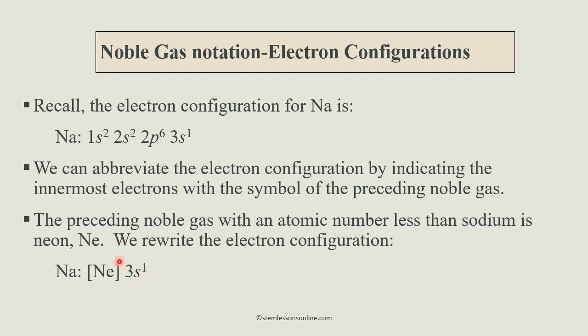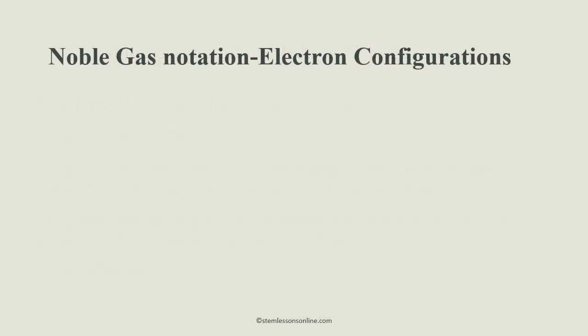So it is very easy if you practice the shorthand representation. You don't have to write all the expanded form. Valence electrons are this one, 3s1, and these are the core electrons. Okay, let us try another example with magnesium.